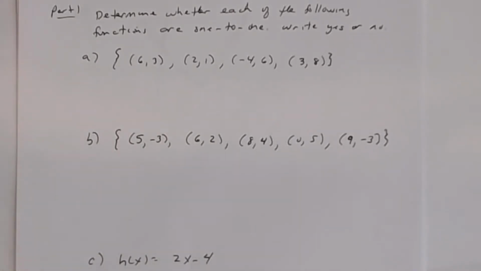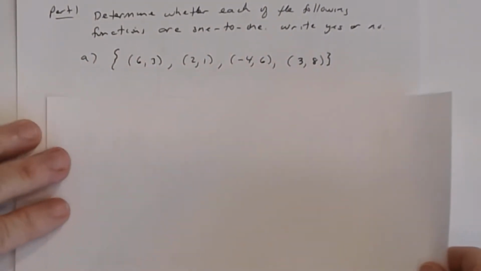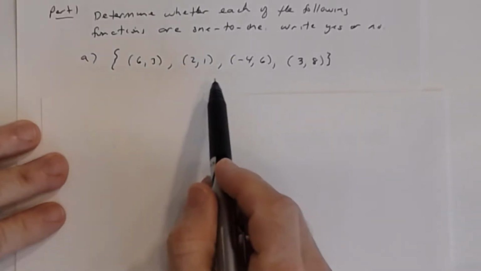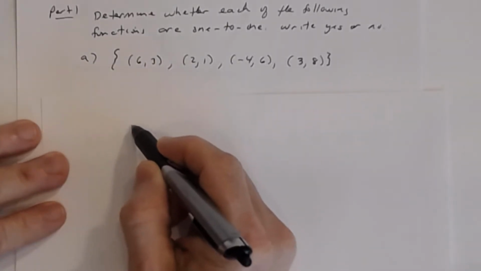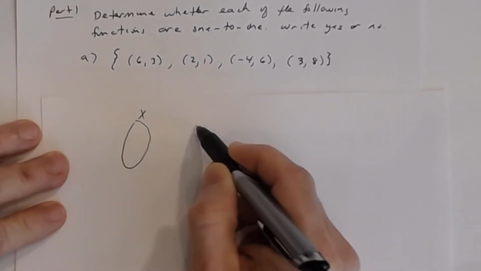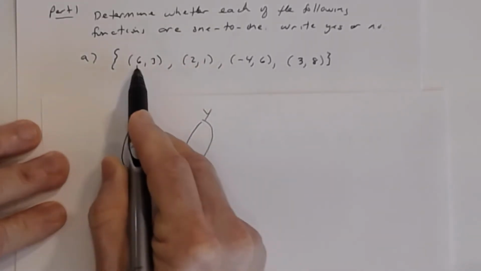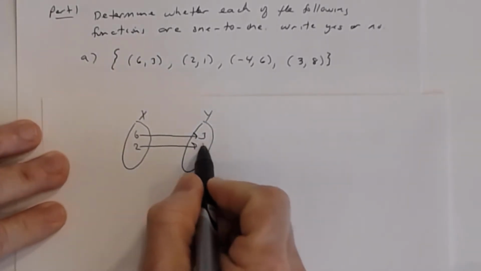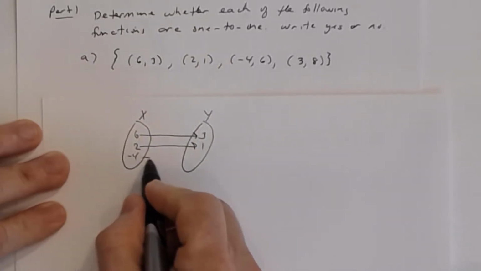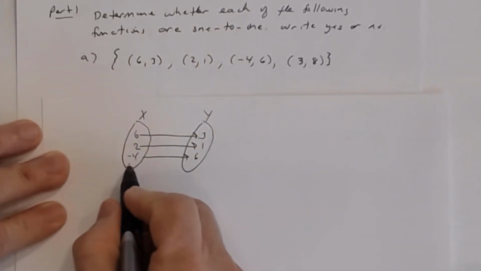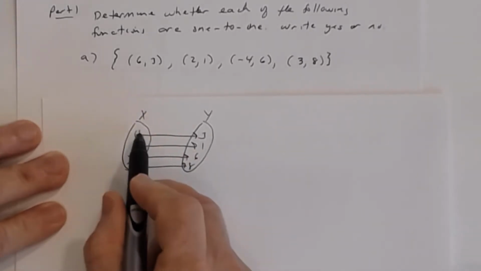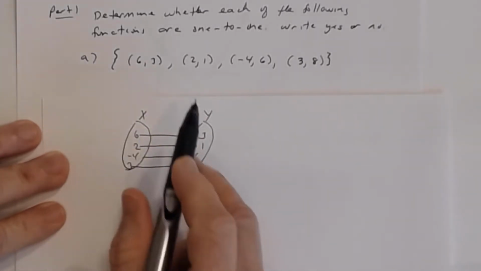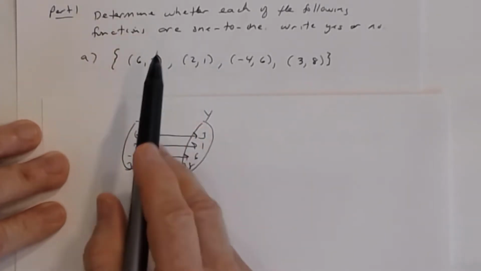All right, so let me remind you what you did in the past. Now first of all, you're told this is a function. But if you were not told this is a function and you were asked whether it is a function, remember what you did. You took this in terms of a mapping, x and y. When x is 6, y is 3. When x is 2, y is 1. When x is -4, y is 6. When x is 3, y is 8. So remember, for each x coordinate, you see only one y coordinate. So that's a function, but you're told it's a function to begin with.